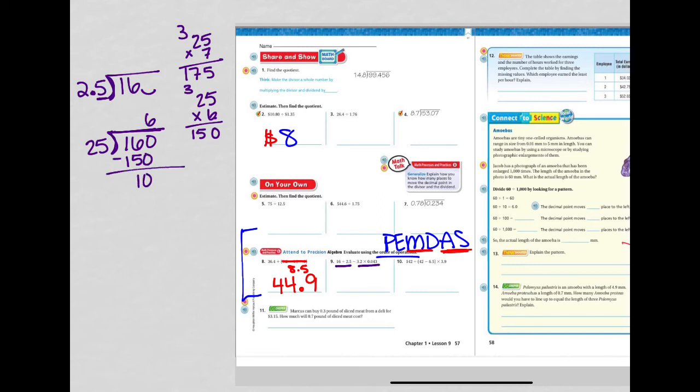And I subtract. And I'm going to actually add a decimal and a 0. And I'll bring down that 0 to have another 100. 25 goes into 100 4 times. 4 times 25 is 100. And I'll have a remainder of 0. So I have 6.4 right here.